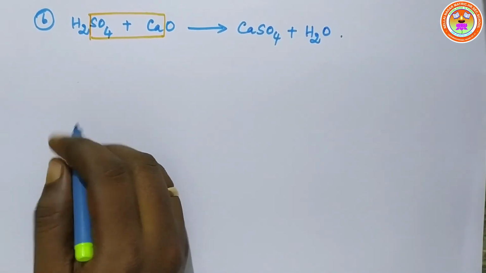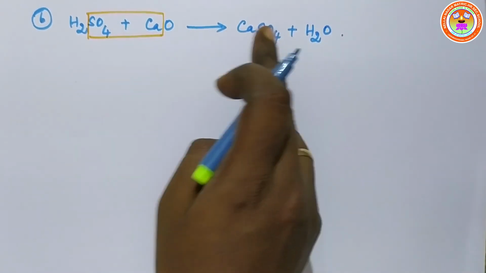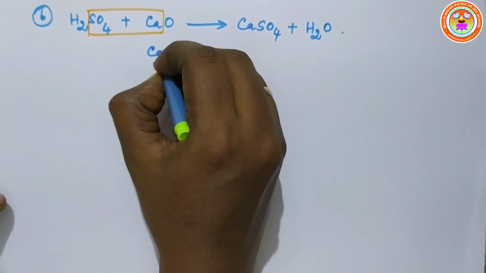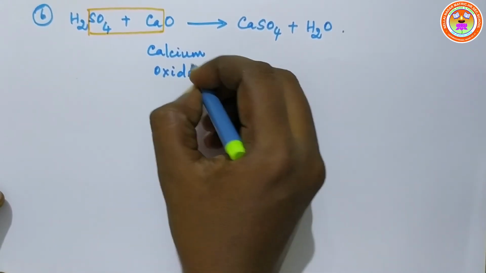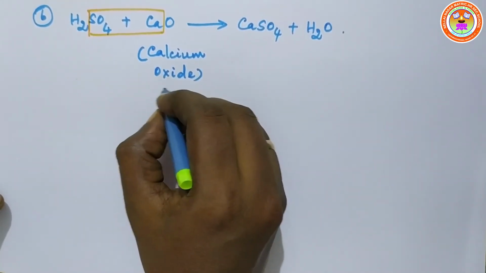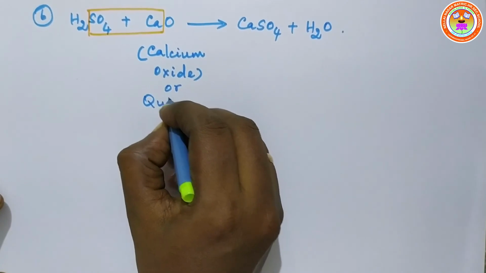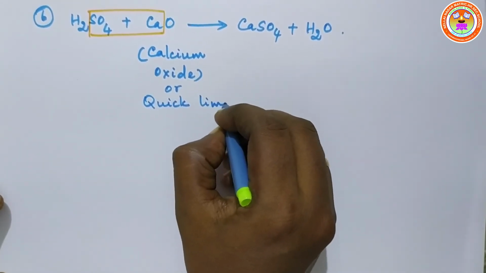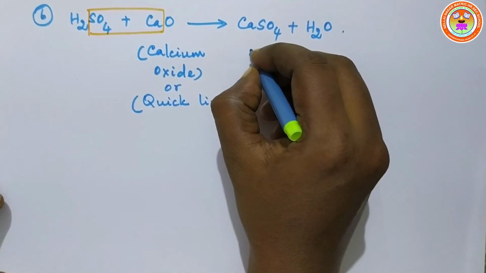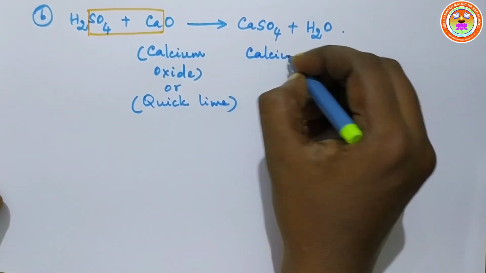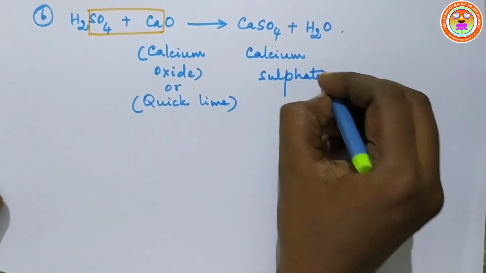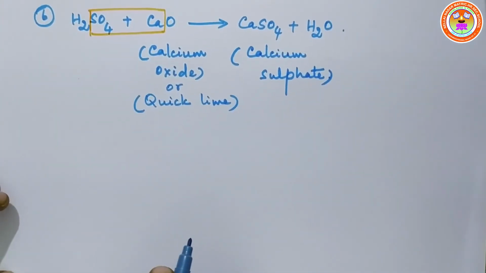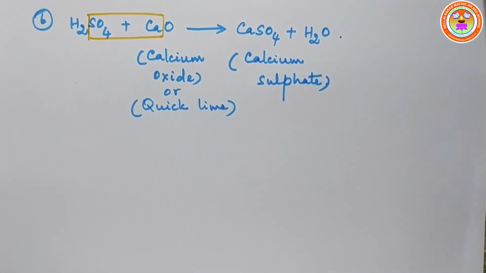Okay children, so this is also a very important reaction. This is calcium oxide, or quicklime. And this is calcium sulfate. So these are very important properties of acids.